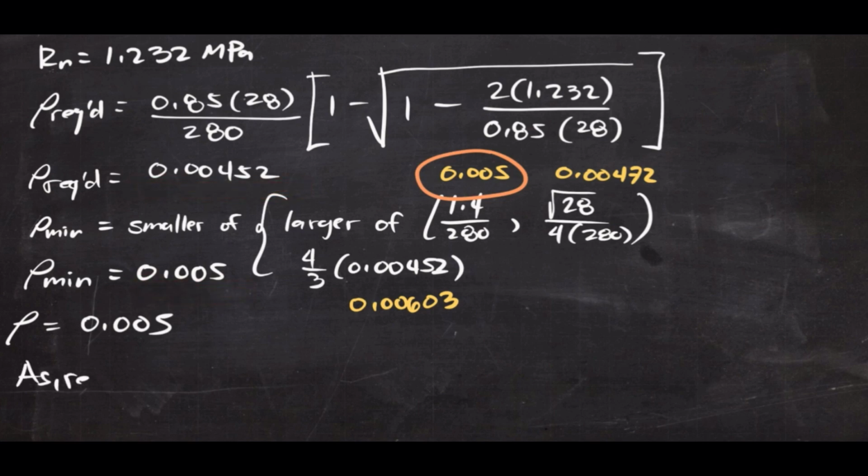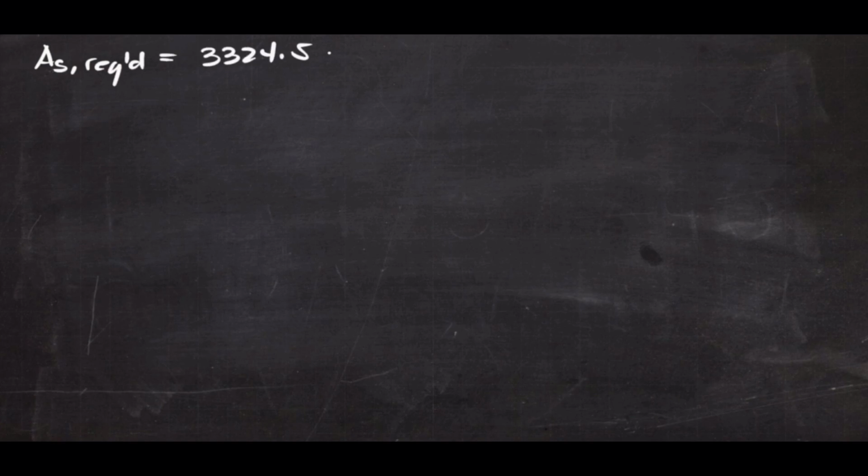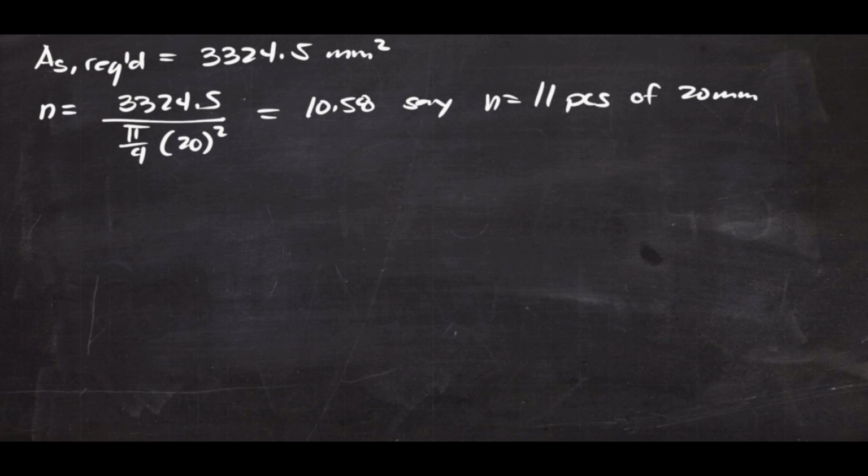The required steel area is now therefore equal to 0.005 times the width, which is 2180 millimeters, times the effective depth of 305 millimeters, which gives us 3,324.5 square millimeters. Continuing, let me rewrite here first what is the required steel area. So the number of bars that we need would be 3324.5 divided by pi over 4 times 20 squared, which is the area of the bar. This would be 10.58, or we say N is 11 pieces of 20 mm bars.